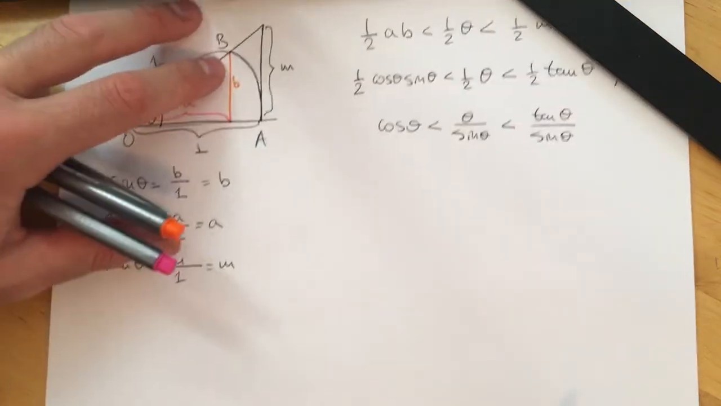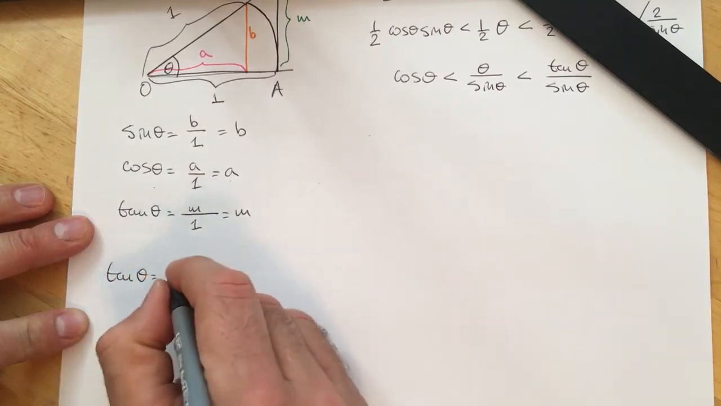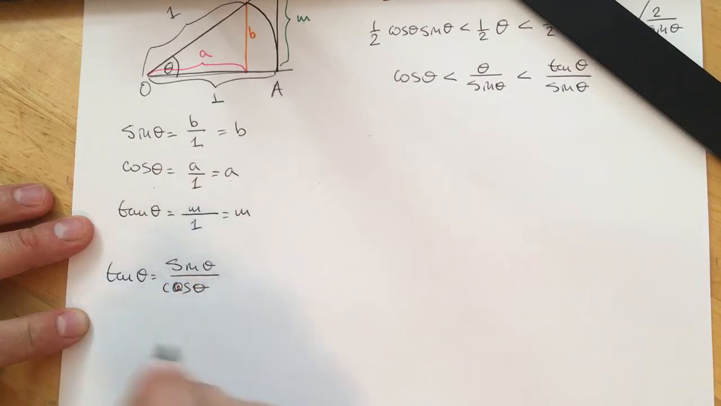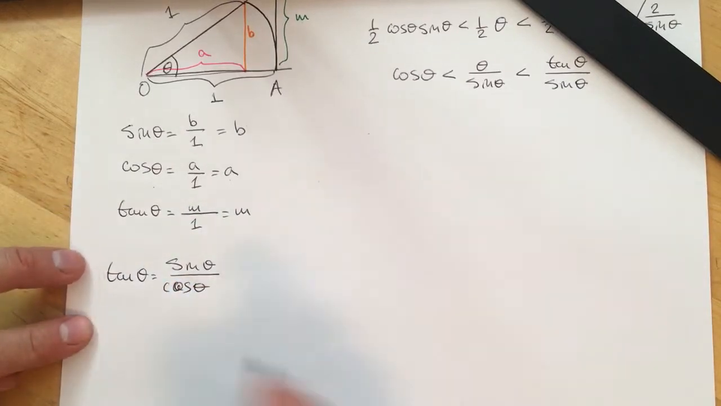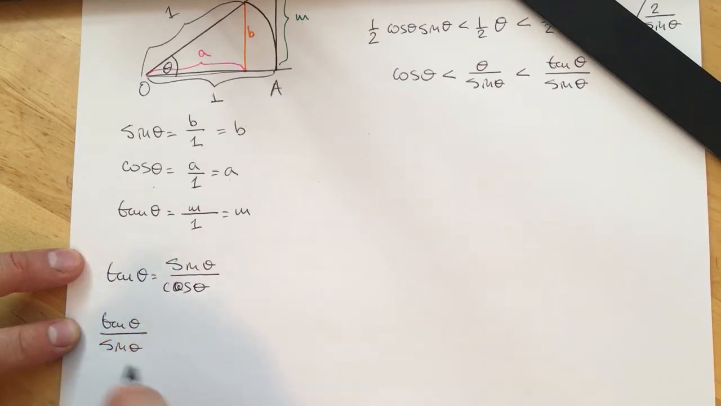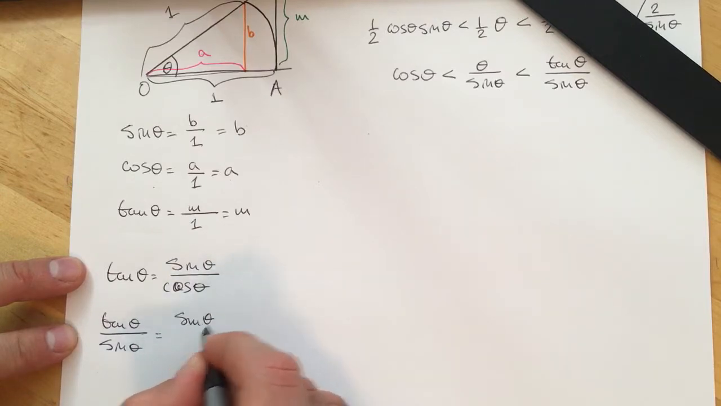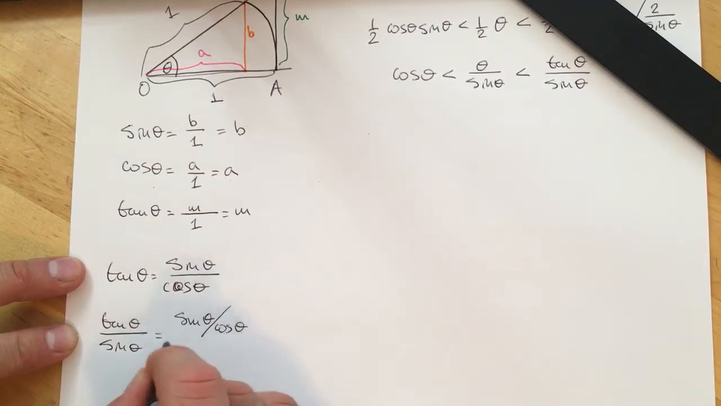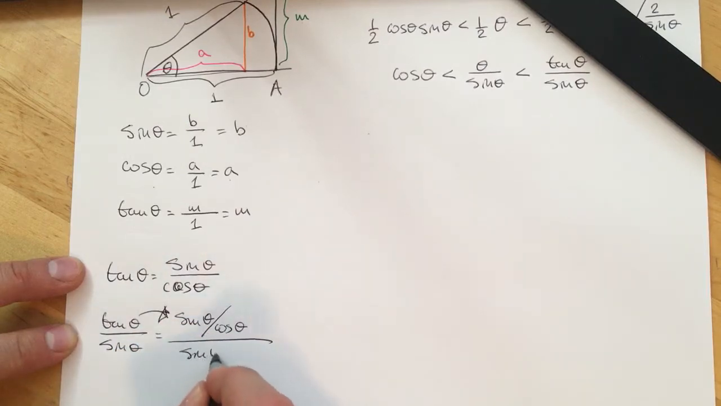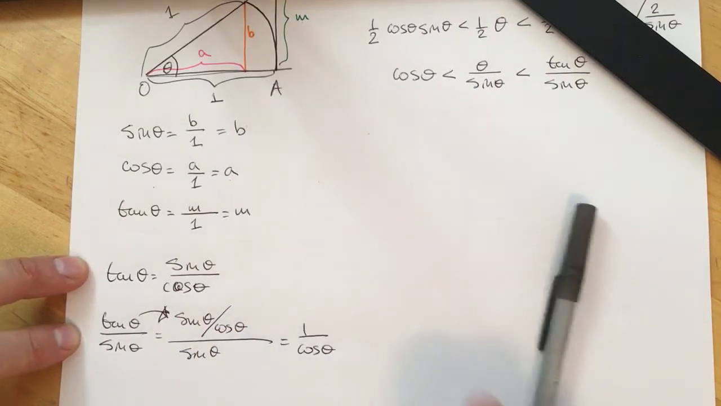I don't know if it was mentioned before, but the definition of tangent of theta with respect to sine and cosine is sine of theta over cosine of theta. That means that tangent of theta over sine of theta, an expression that we have to work with, is equal to sine of theta over cosine of theta, that's the definition of tangent, over sine of theta. Cancel sine and sine, and you're left with 1 over cosine of theta.